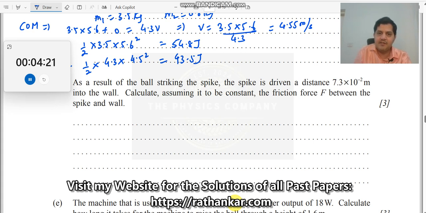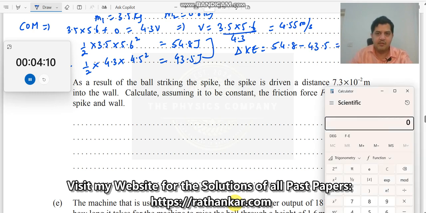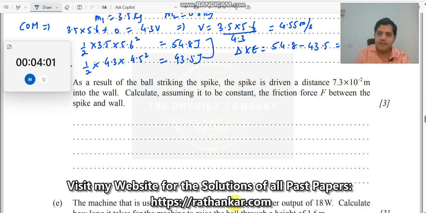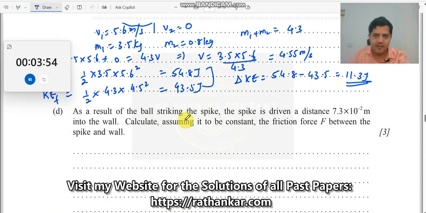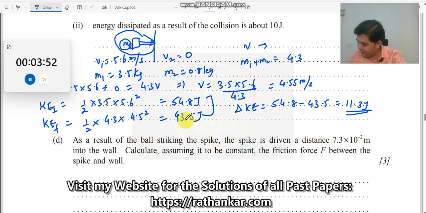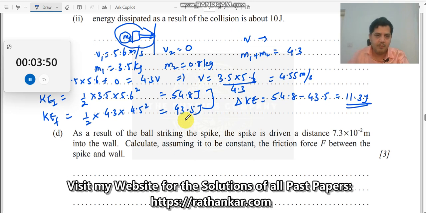The difference in energies, the difference between these two, delta kinetic energy. This will give me the loss in kinetic energy, which should be 54.8 minus 43.5. When I do this, I get 11.3 joules, which is closer to 10 joules. I think we made some calculation mistake somewhere. That's why we are getting a difference over here. Actually, this should be 4.6 joules.